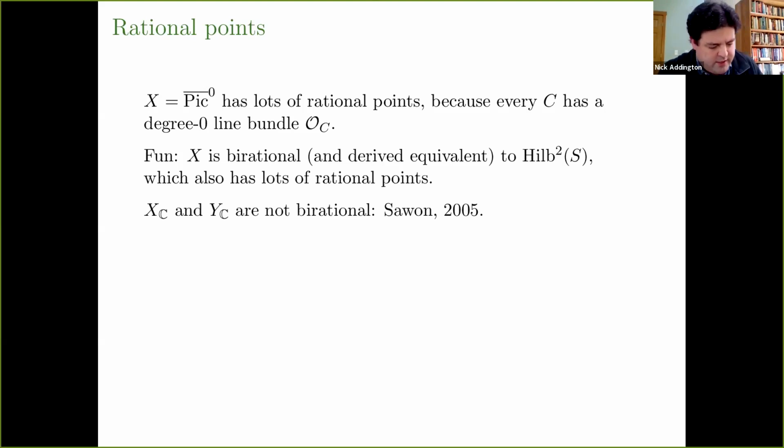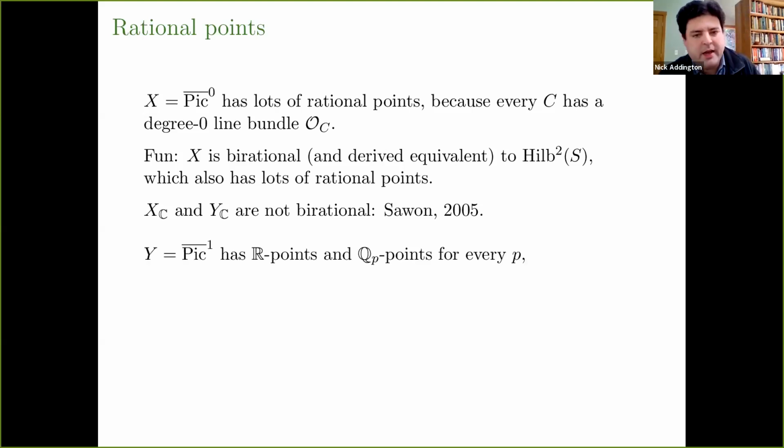Justin Sawon noticed this. It's just a standard hyperkähler technique, the Beauville-Bogomolov forms on the Picard groups of X and Y have different discriminants. So that's nice. Y, which was this compactified Picard one, it has points everywhere locally, as the rational points people like to say. It has points over R and over every Q_p.